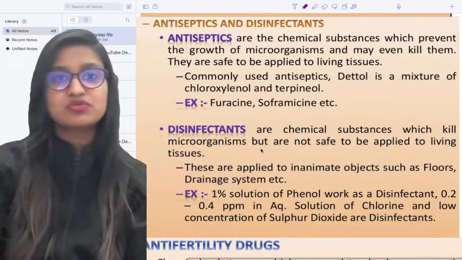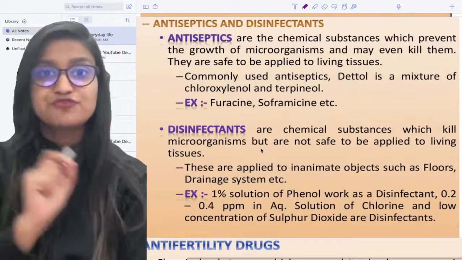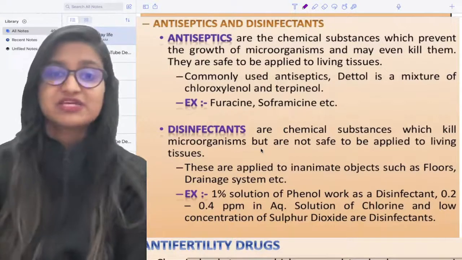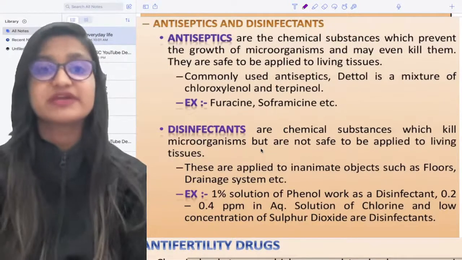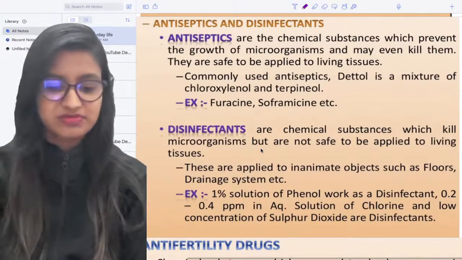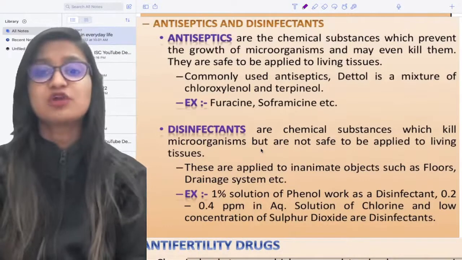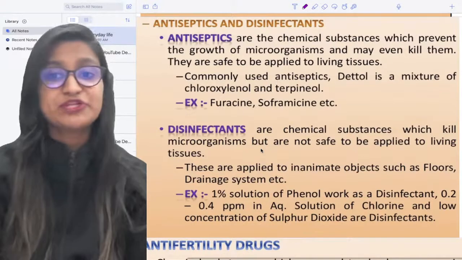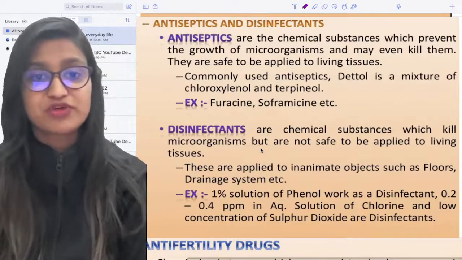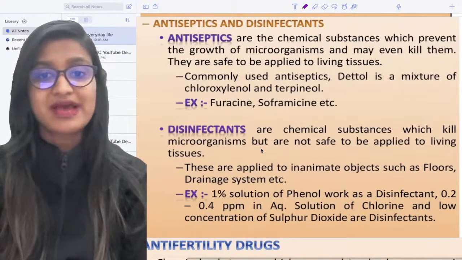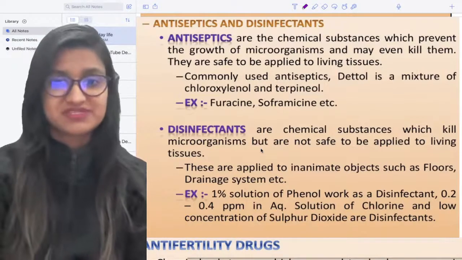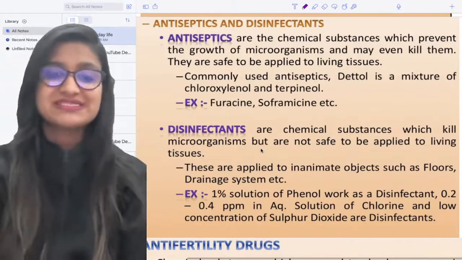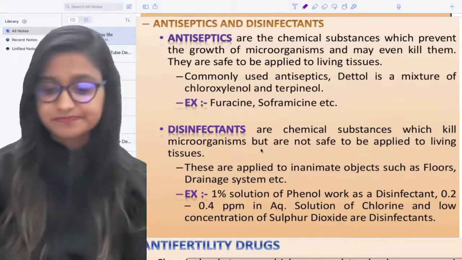So जब भी हमको whenever on a wound, किसी भी चोट पे, we apply Dettol first, right? So that if there is any harmful microorganism, it will die. The Dettol will kill it. Okay, so commonly used antiseptic Dettol is a mixture of chloroxylenol and terpineol. ठीक है? And examples are furacin, soframycin. These are the examples. ठीक है?